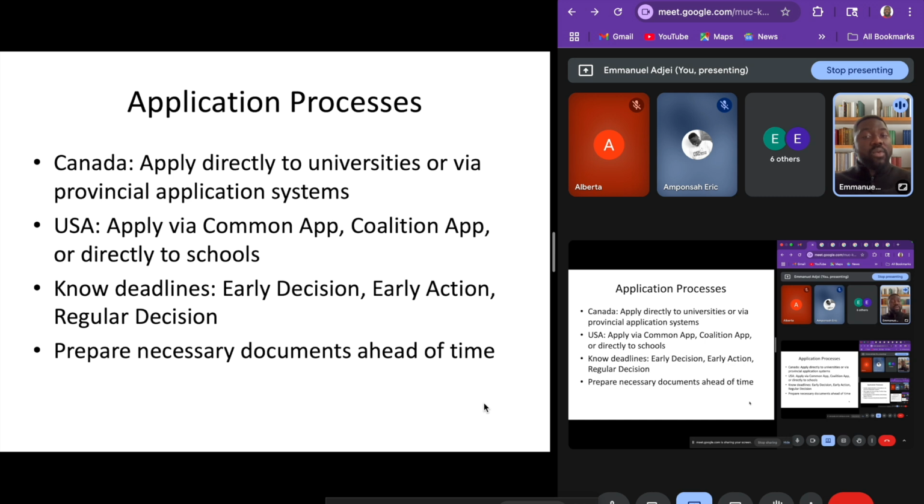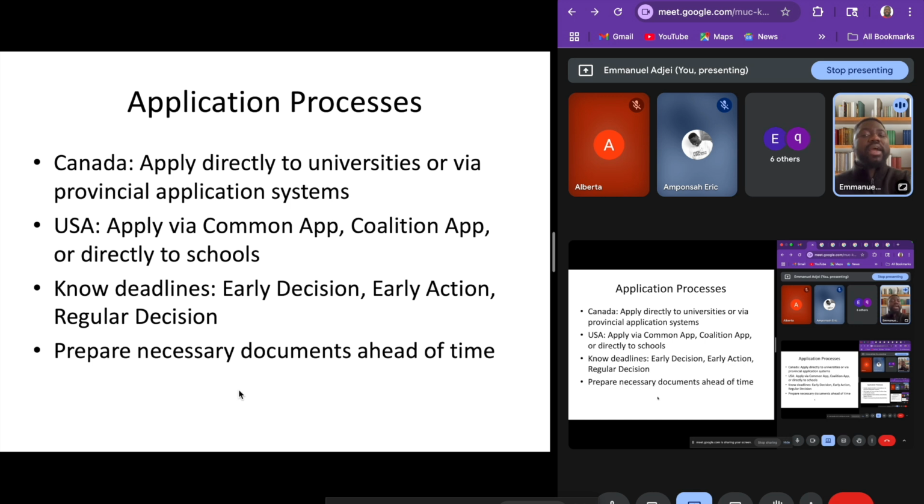Some people may not be aware of it at all, so they don't actually apply early to these universities. But what we are trying to say is that if you apply for early decision or early action, your application is considered a priority in the application process.